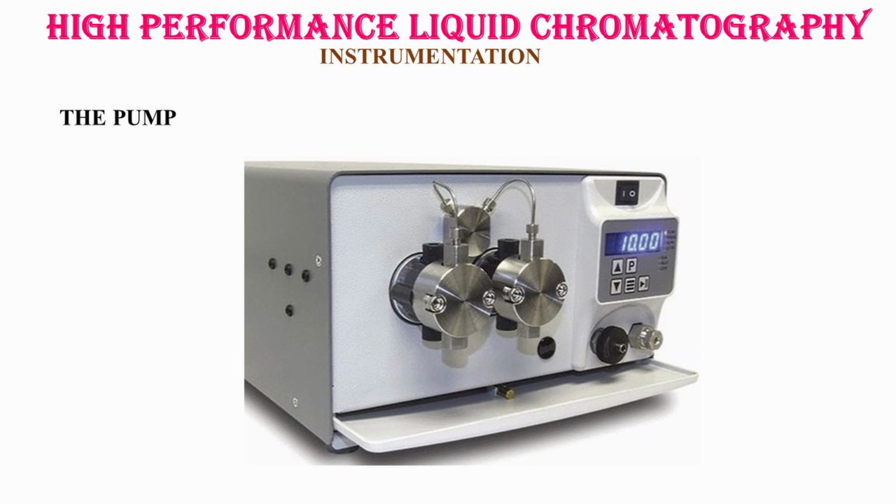The pumping system is said to be the heart of HPLC. The role of the pumps is to force the liquids into the column at desired flow rates, usually between 0.5 to 2 ml per minute. Pumps in modern instruments can reach pressures in the range of 6000 to 9000 psi. The pumps can be used for delivering either a constant or changing composition of the mobile phase.